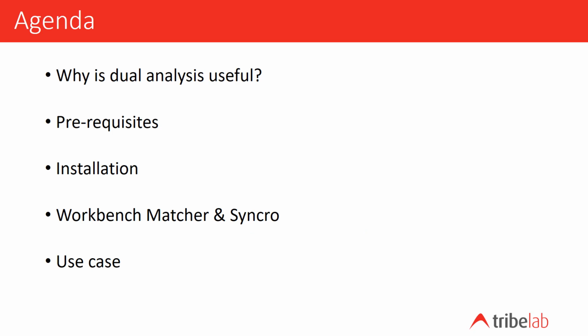So let's start by looking at the agenda. We're going to discuss why we perhaps want to use dual analysis. We're going to look at the prerequisites, the bits and pieces that we require to do it and how we install those different bits and pieces. And then we're going to move on to actually looking at the way that the dual analysis works with Workbench and two features, one called Matcher and one called Syncro. And then we're going to move on to actually run through a use case.